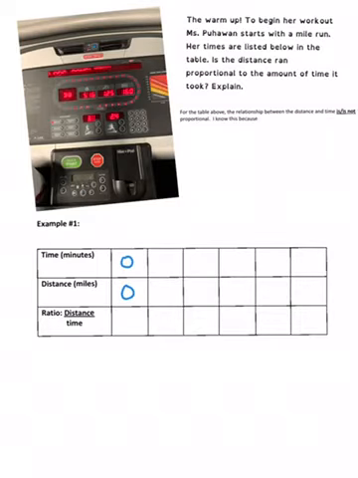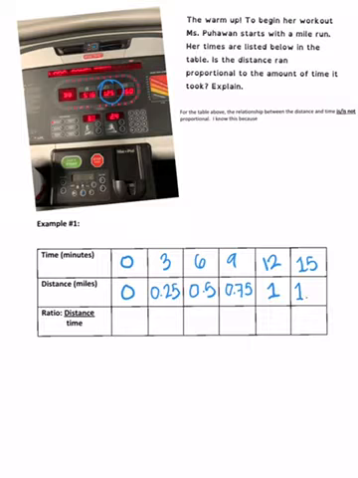Next up, in 3 minutes, I ran 0.25 miles. In 6 minutes, I ran 0.5 miles. In 9 minutes, I ran 0.75 miles. In 12 minutes, I ran 1 mile, and as you can see, I kept going. So in 15 minutes, I ran 1.25 miles.